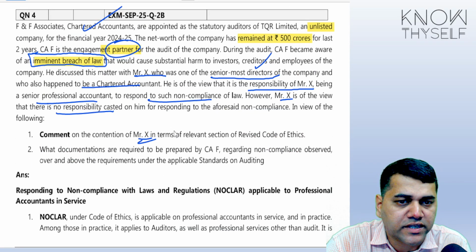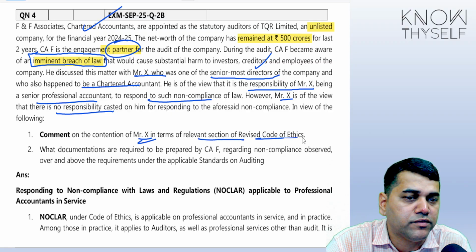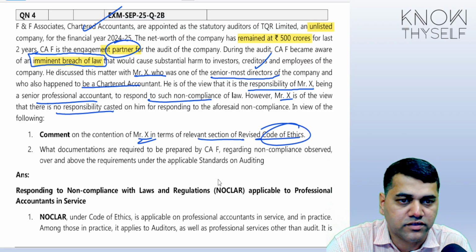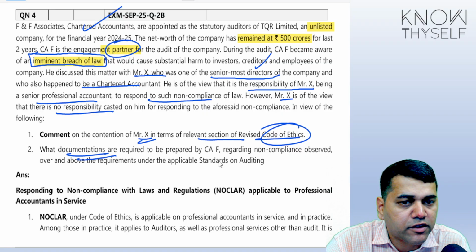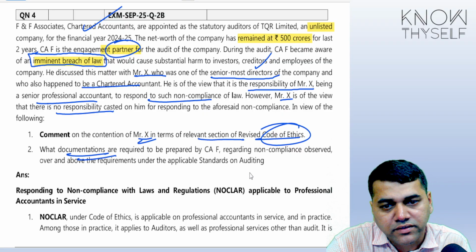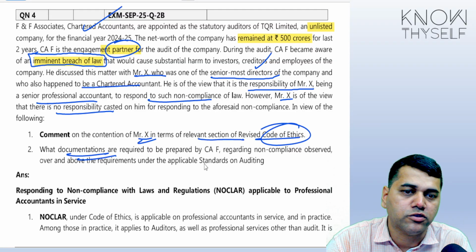Comment on the contention of X related to the relevant section of the revised Code of Ethics. What documentation is required to be prepared with non-compliance? So, chalo, the documentation question they have also asked.